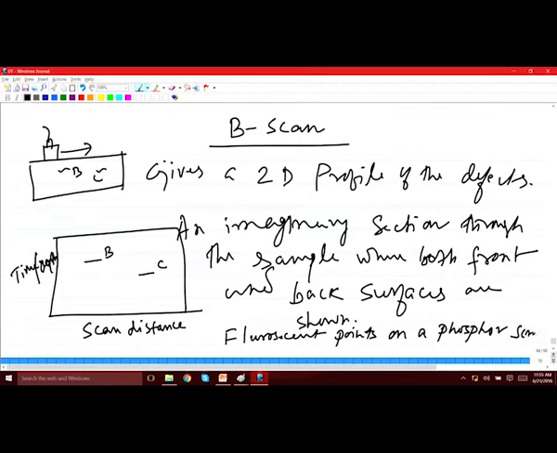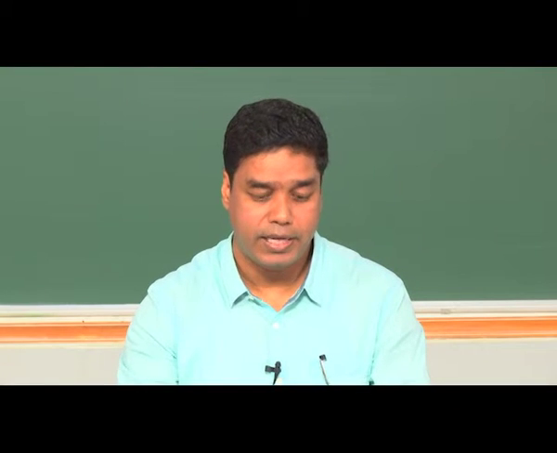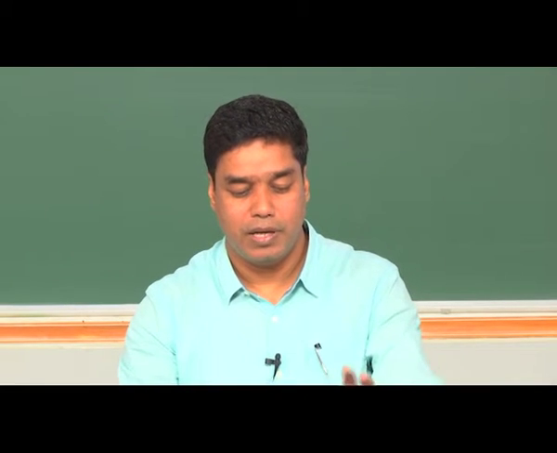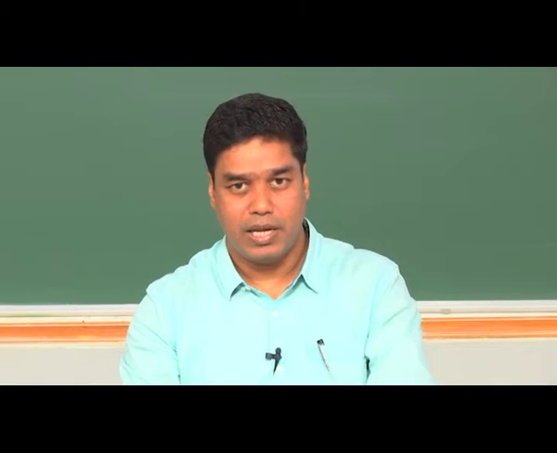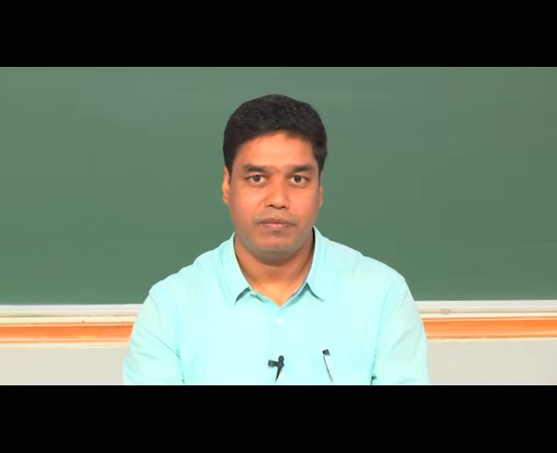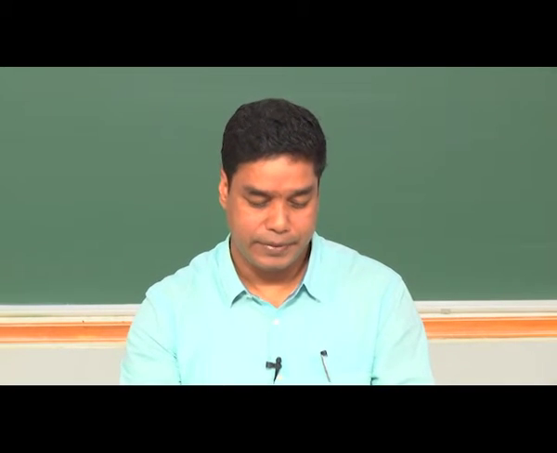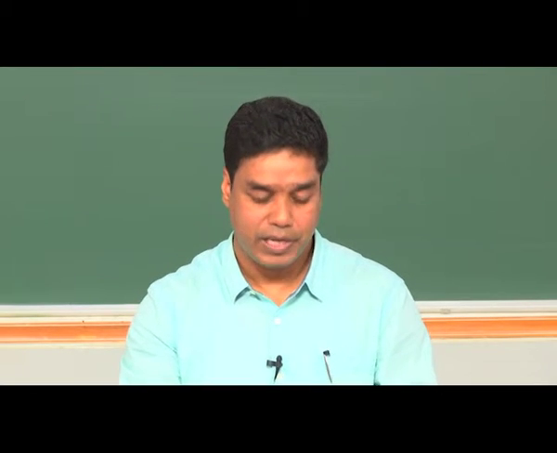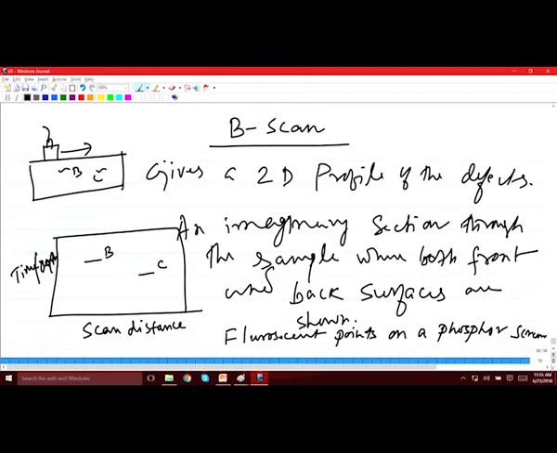Okay. So, instead of the oscilloscope screen that you have in case of A scan, in this case, you have a phosphor screen where these defects signals will come and fluoresce at the particular depth where the defect is lying. Okay. So, this is how the display is in this case, in the case of B scan, and the next one is C scan.